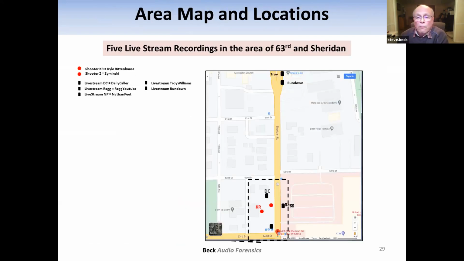Okay, I've got a map here, and at the bottom of the map is an area in black. And the red with the KR, that's Kyle Rittenhouse. That's his location where he was. And I have a cell phone at location DC and another cell phone at location REGG. And up at the top, a couple of blocks away, there were 2 more cell phones called Troy and Rundown. So I was able to extract the audio and start analyzing these.